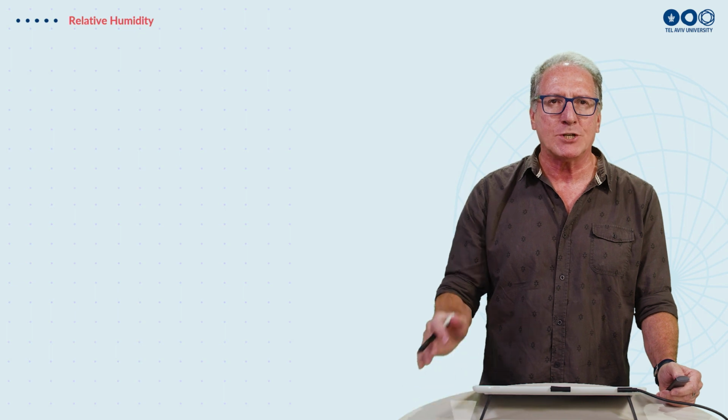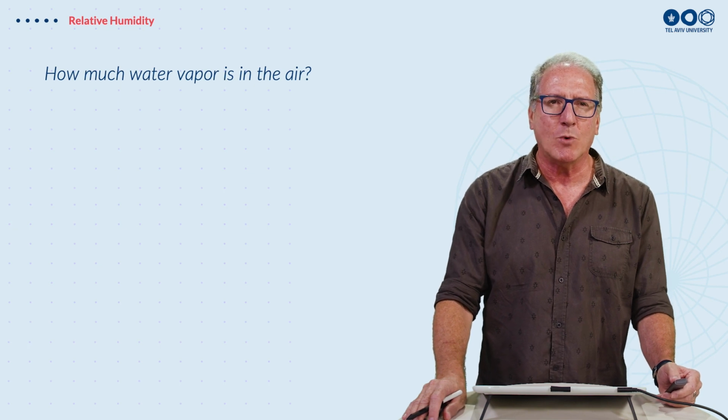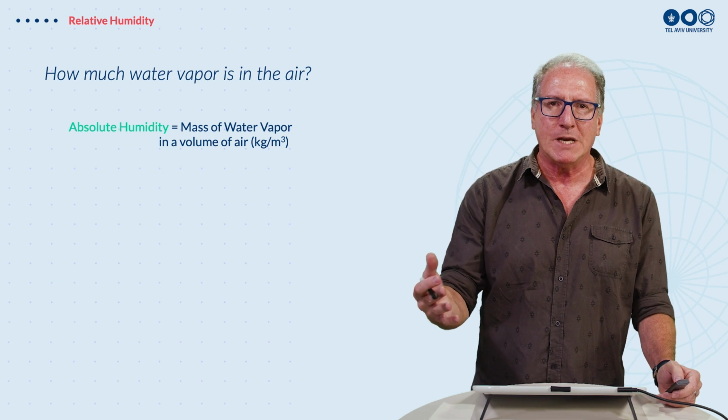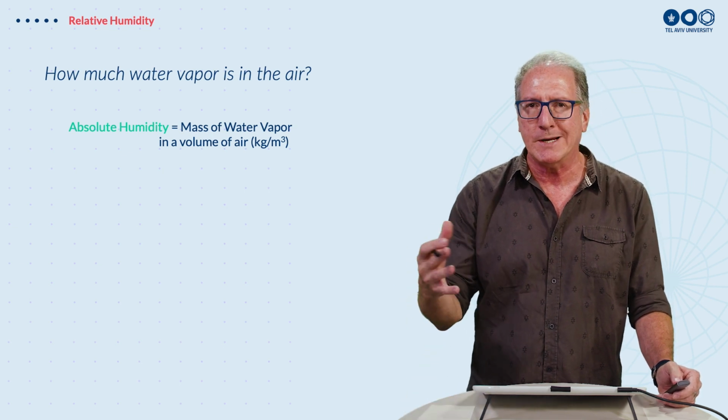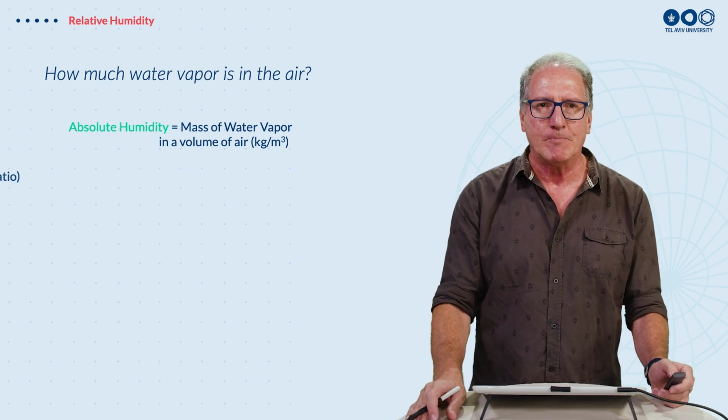Now let's talk about how we actually measure water vapor in the atmosphere, the amount that we actually have there. There are a few ways we can measure water vapor. One is what we call absolute humidity. This is the mass of the water vapor in a volume of air. So the units are in kilograms or grams per cubic meter, mass per volume.